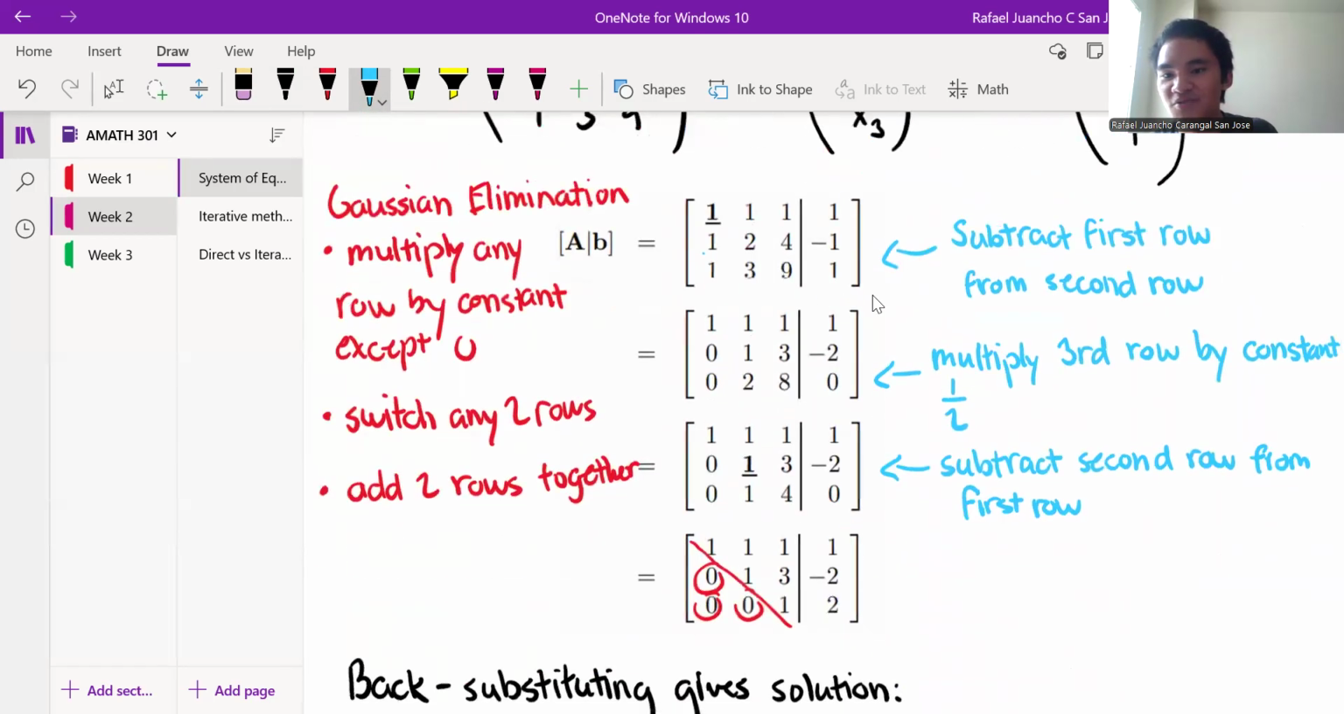Well, every time we do this, let's say here we subtract the first row from the second row. So the second minus the first: 1 minus 1, 0. 2 minus 1, 1. 4 minus 1, 3. Negative 1 minus 1. So here, how many additions or subtractions did we do? We did 3. 1, 2, 3. That's the idea.